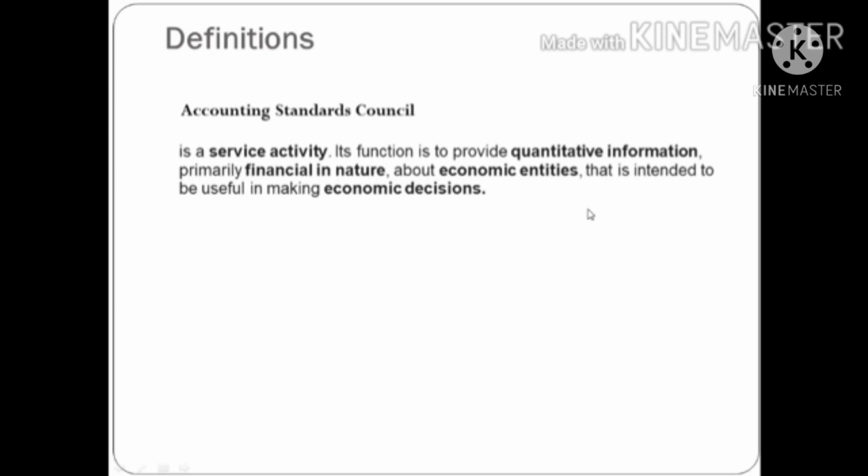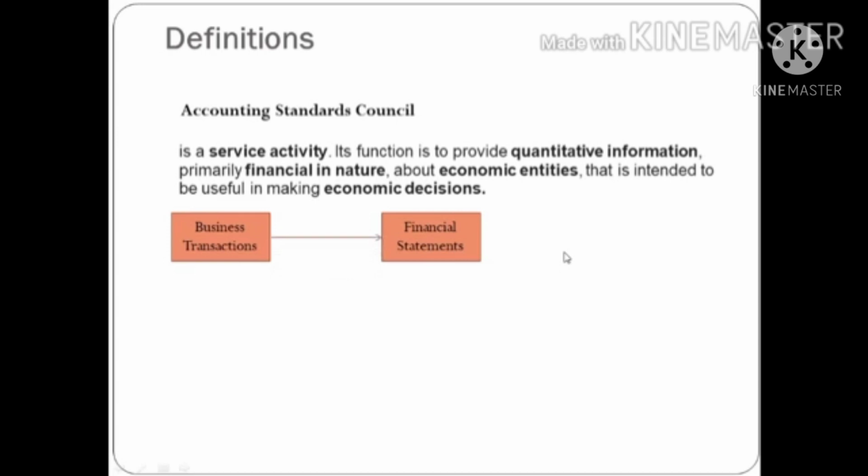The other definitions are more technical in nature, so in order to prepare, we need to elaborate this definition some more. So, the service related to quantitative information, primarily financial in nature, is simply the preparation of the financial statements. But where do the financial statements come from? Of course, it comes from business transactions, for example, purchase or sale of items. You just have to record and summarize those transactions and then you have the financial statements.